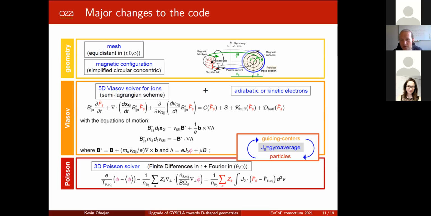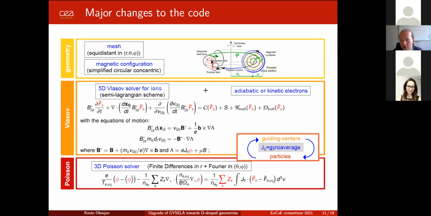Then once this is determined, we are going to solve the Vlasov equation, which is going to give us the time evolution of the distribution of plasma in phase space, together with the Poisson equation, which is going to be used to update the electric field within the simulation, and that appears in the Vlasov equation.